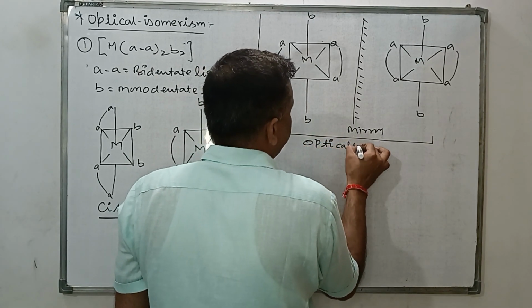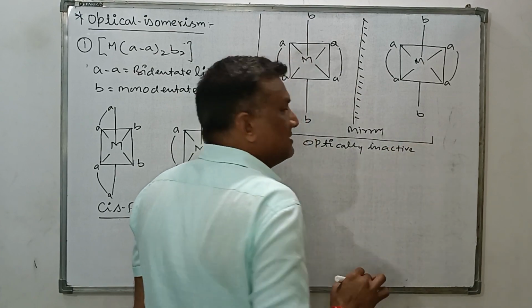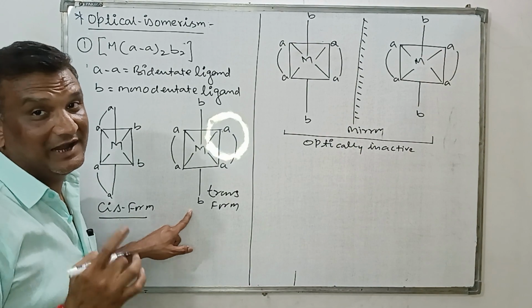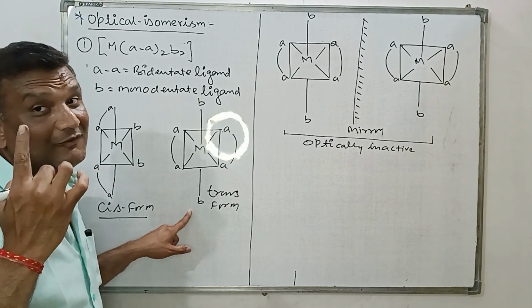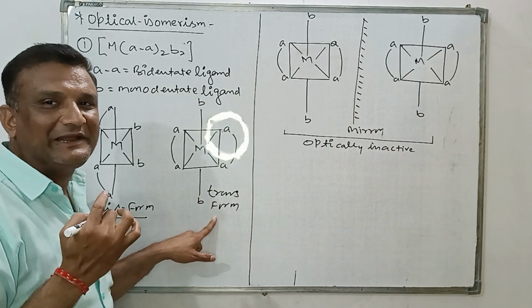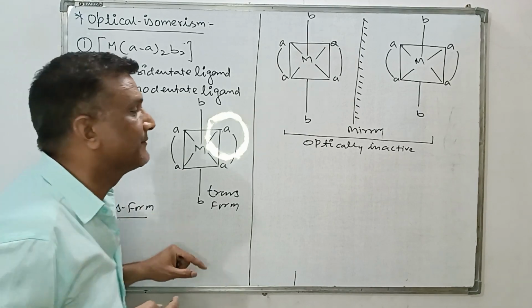Optically inactive form means the trans isomer will not be an optical isomer. We have discussed the condition: the trans form is not optically active because it has a plane of symmetry.